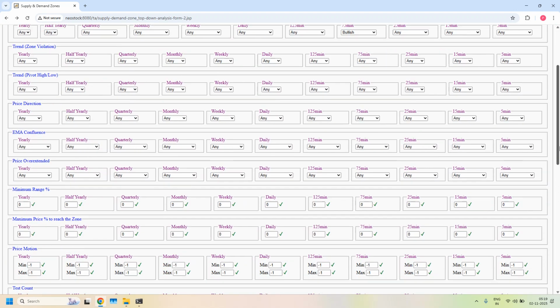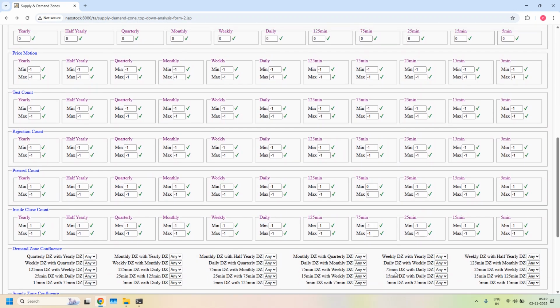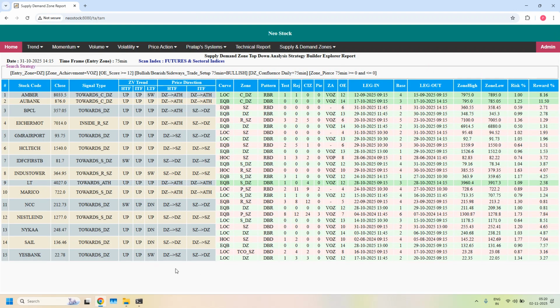So first, LTF and ITF demand zone confluence, that is the 75 minutes and daily demand zone confluence filter, is enabled. After applying the filter, we got 15 stocks. And all the entry time frame 75 minutes demand zones are overlapped with the daily demand zone. And the daily trend, that is the ITF trend, is uptrend in all the stocks.